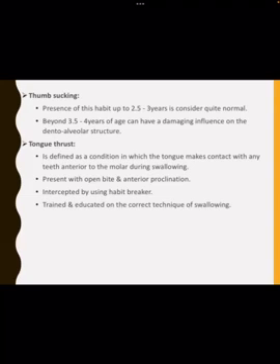Tongue thrusting is defined as a condition in which the tongue makes contact with any teeth anterior to the molars during swallowing. That happens when there is a persistent infantile swallowing, and it is present with open bite and anterior proclination. It is intercepted by using a habit breaker like a tongue thrust or a tongue rake, and the patient has to be trained and educated on the correct technique of swallowing as well.